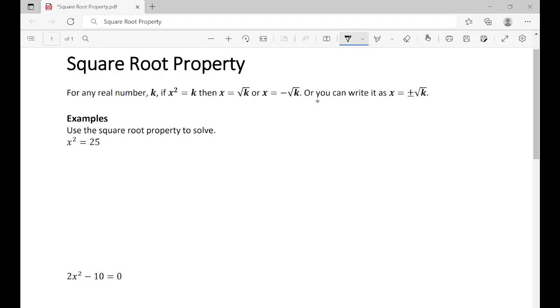What this last part is saying here is if you take the square root of something, you must have the positive and the negative version, so you need to put a plus or minus at the very least, or separate them into two. This way is typically the easiest.